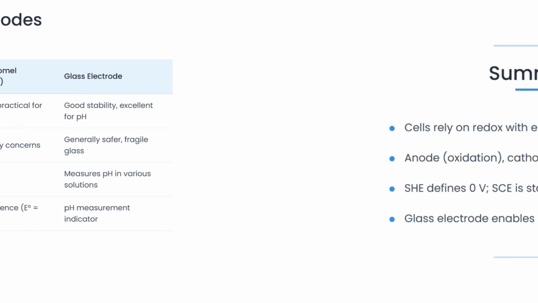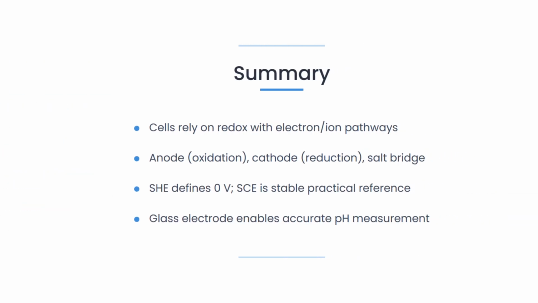And finally, to wrap up our session, here's a quick summary. Electrochemical cells rely on redox reactions with separate pathways for electrons and ions. We have the anode for oxidation, the cathode for reduction, and the salt bridge to maintain balance. The Standard Hydrogen Electrode defines the 0-volt point, while the Saturated Calomel Electrode serves as a stable and practical reference for everyday lab work. And the Glass Electrode enables accurate and convenient pH measurement in countless applications.